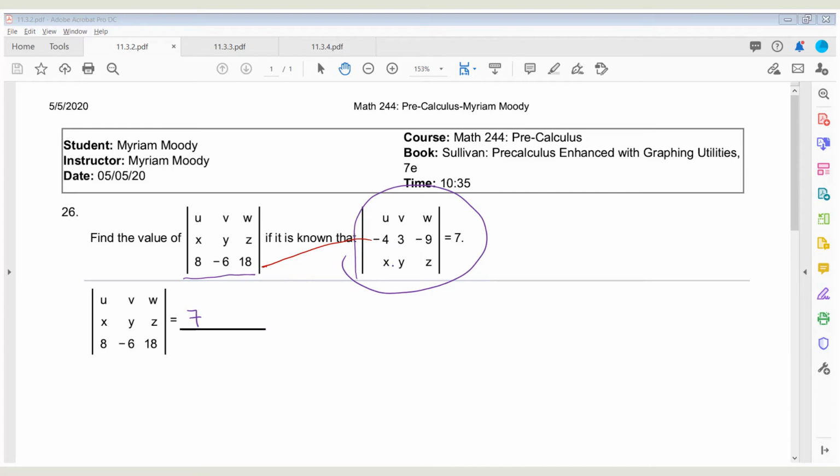My third row is X, Y, Z. Well, it looks like it went to the second row. So it looks like two rows switched, didn't they? So that means I'm going to multiply this by a negative 1.